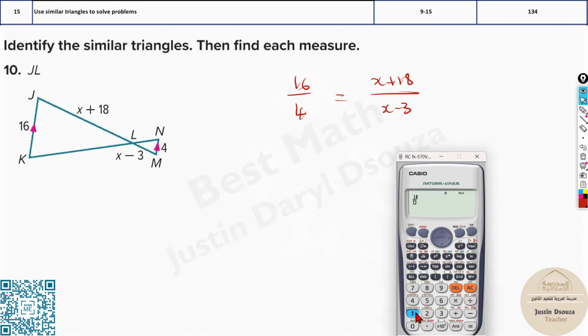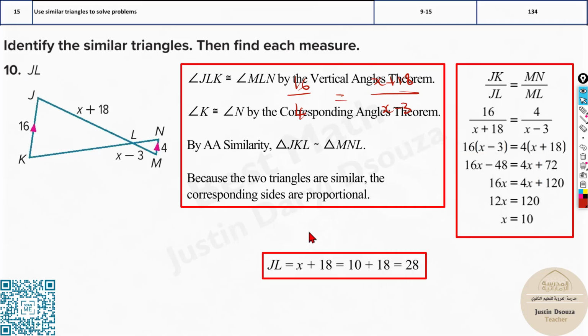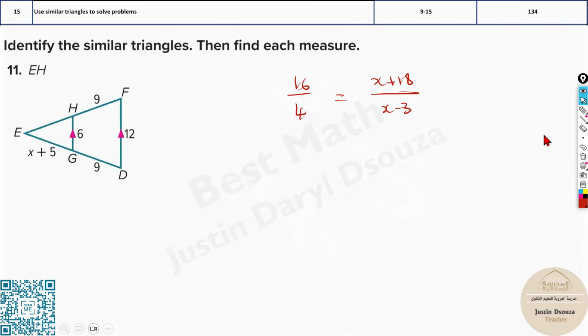All you need to do is 16 divided by 4, that is 4 itself. But let's write in fractions as it is. And we have x plus 18 divided by x minus 3. Shift and solve, then press equal to, you get the answer 10. So the answer over here is 10. But now that is the x value, then add 18 to it. Again, I forgot JL, add 18, it'll be 28. So that is the answer, JL is 28.